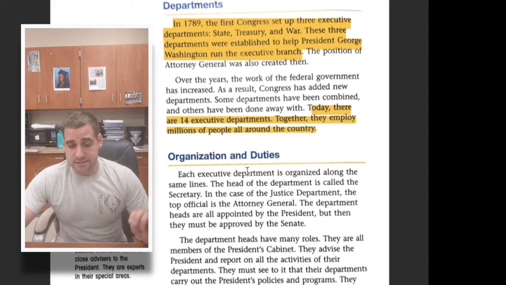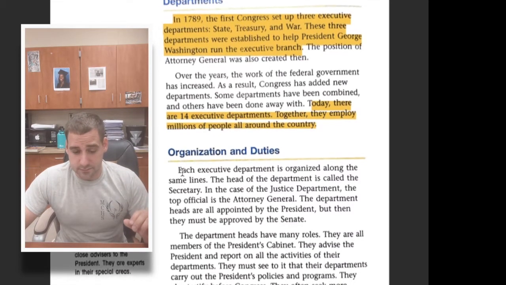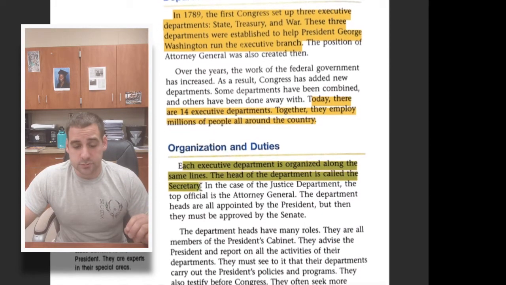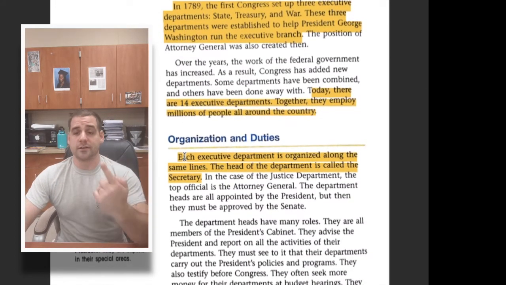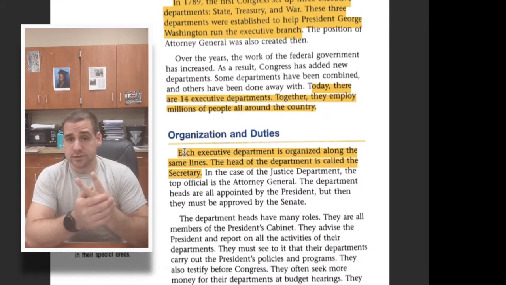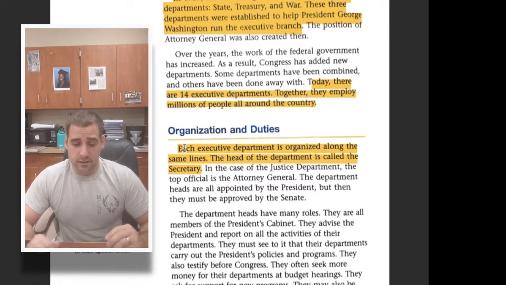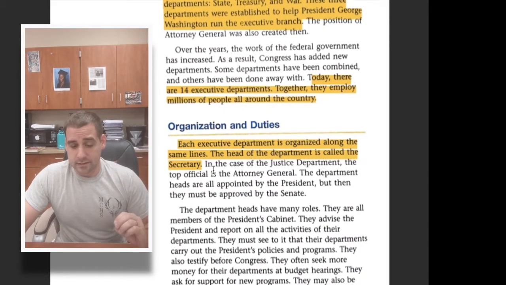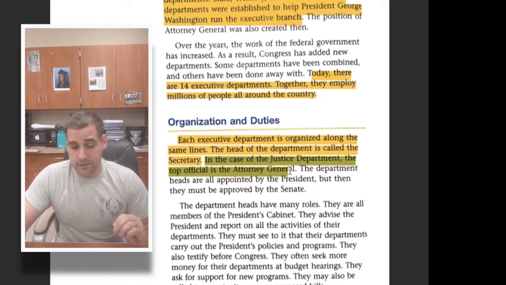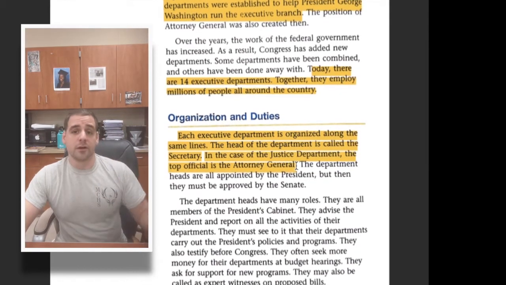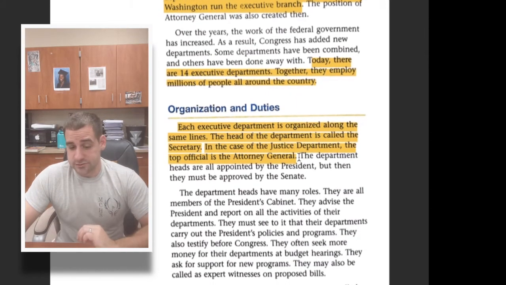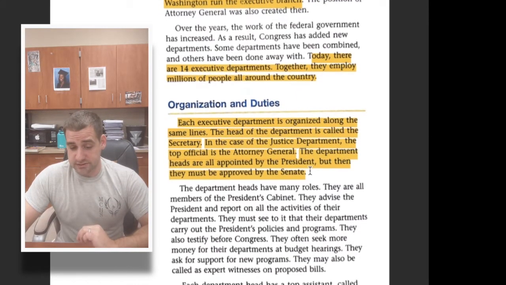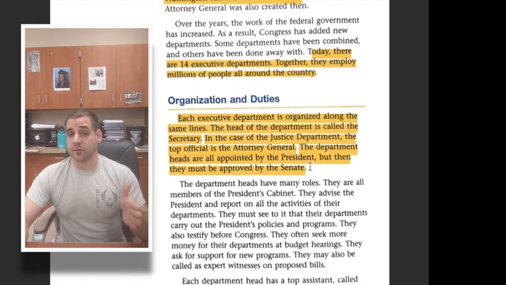Each one of these departments is set up in a similar manner, and the person who is chosen to be the head of the department is called the Secretary. So it's Secretary of State, Secretary of Treasury, Secretary of Education. Now there is an exception. The leader of the Justice Department is called the Attorney General, and that's William Barr, who we mentioned in the past lesson.